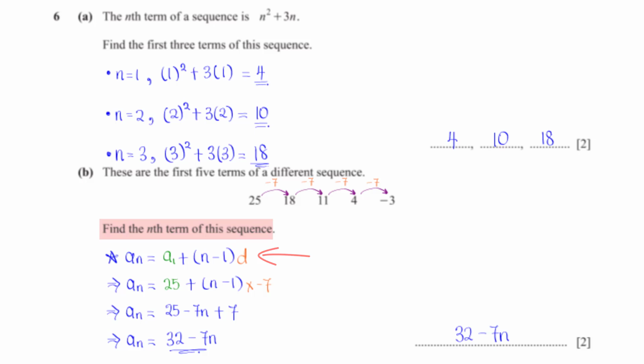And all we need to do is to find a_1 and d and slot it into the formula. So for this case, a_1 is the first term of the sequence and that will be 25. The common difference, which is d, is equal to -7. And so when we slot that into the formula and simplify it further, we arrive at the nth term as 32 minus 7n.